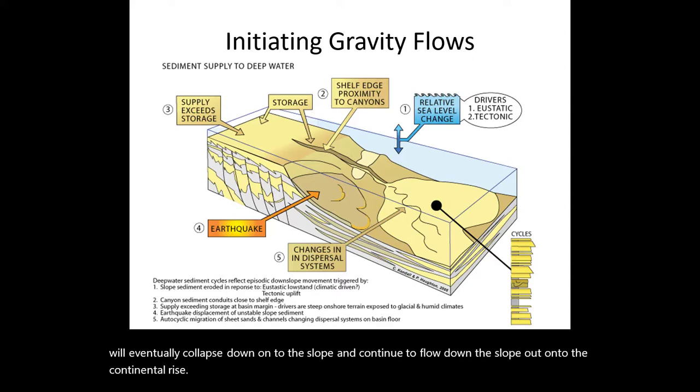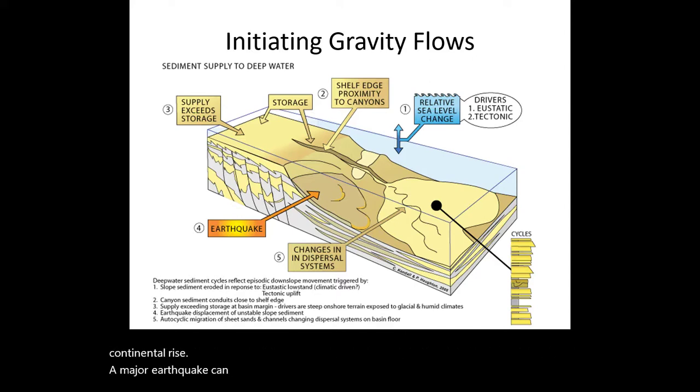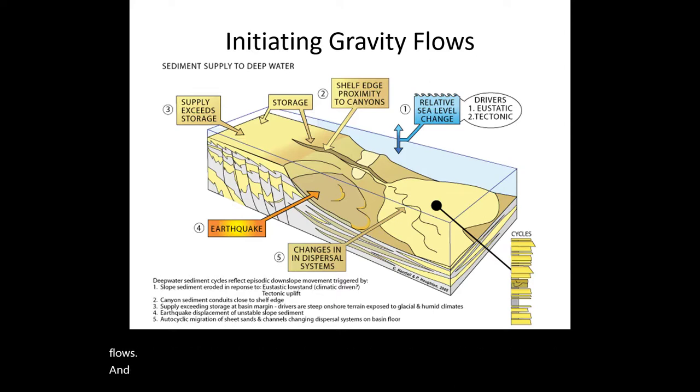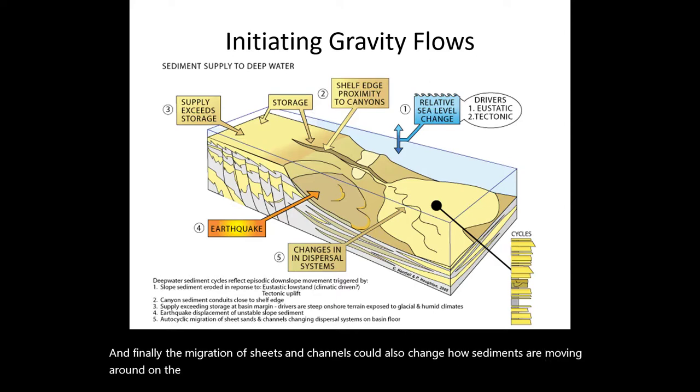A major earthquake can also displace the unstable slope sediment. So it will send that sediment as a landslide slumping down the slope and can also initiate some of these sediment gravity flows. And finally, the migration of sheet sands and channels could also change how sediments are moving around on the basin floor and initiate some of these sediment gravity flows.